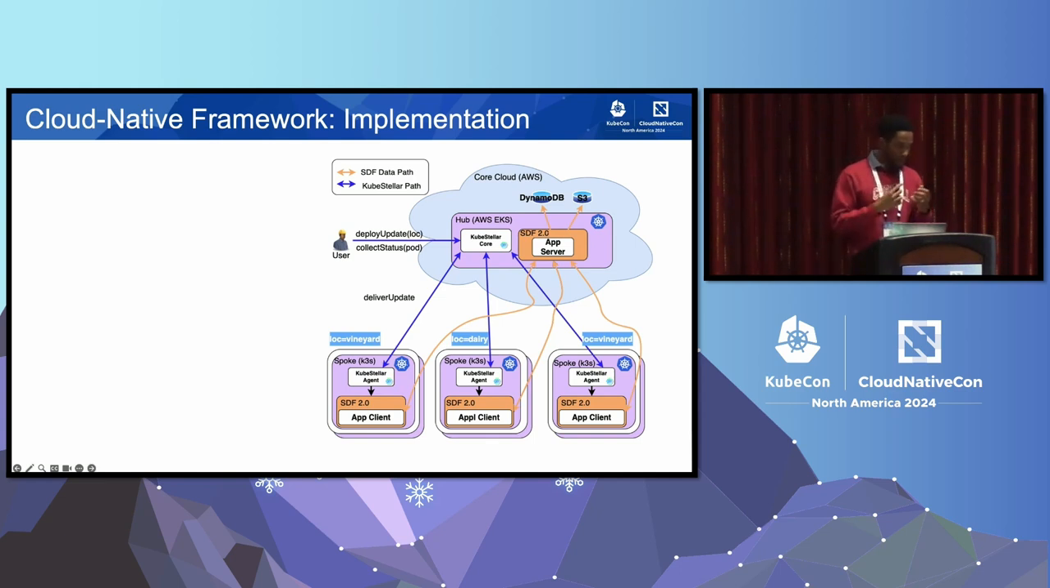And then you can have the case where if you just create two namespaces, you'll have one namespace where the KubeStellar core is running to deliver the updates, and then you have another namespace where the SDF server is running to deliver that data back to the application. So that's the implementation of the framework.